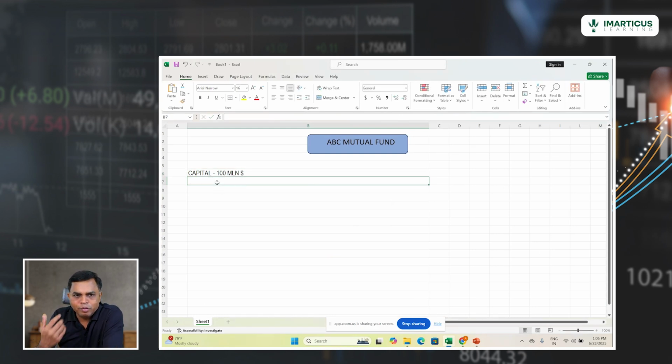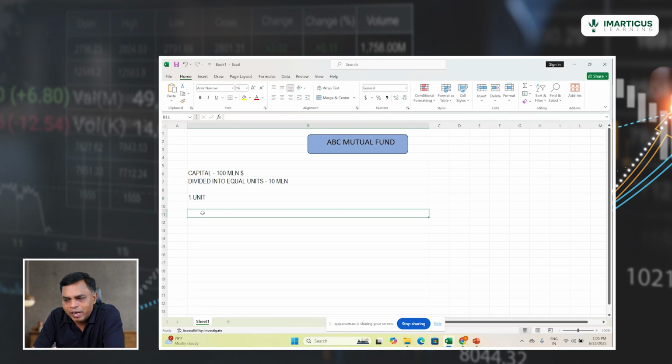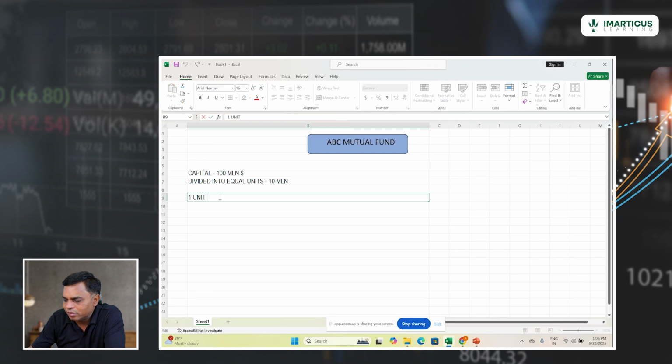Now, how the mutual fund will do is this $100 million will be divided into equal units. Let's say they're divided into equal units of 10 million units. Each unit is one part of the mutual fund. Now, when the fund launches, for each unit they will fix a price. That is called the NAV, the NAV of a fund. Let's say for example that NAV is $10.